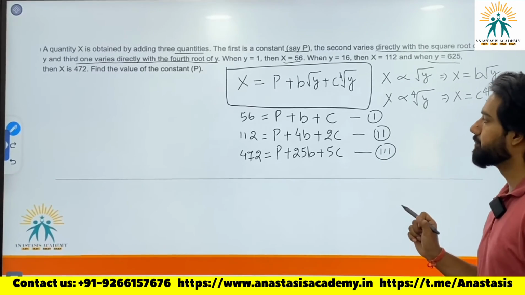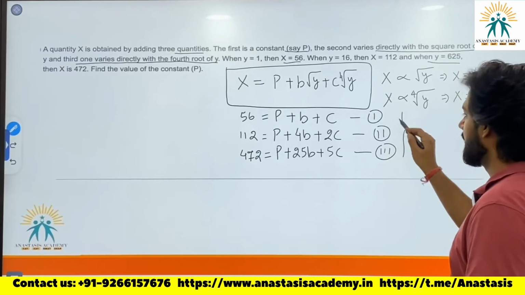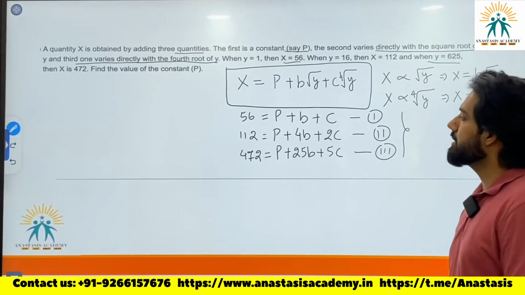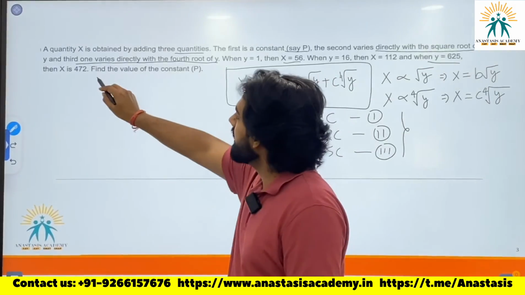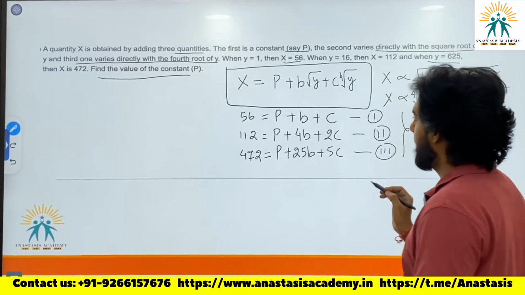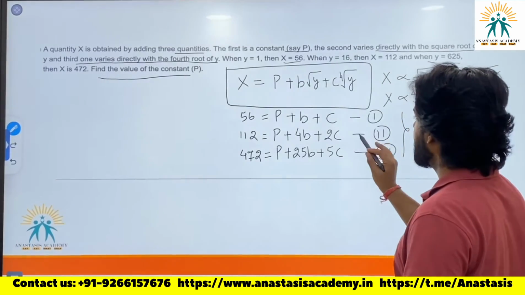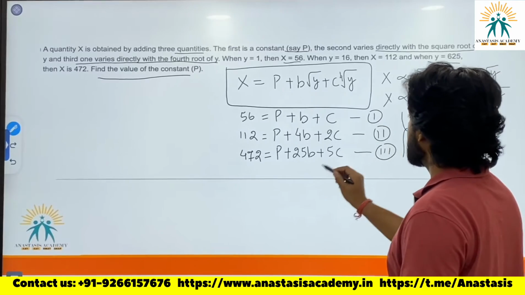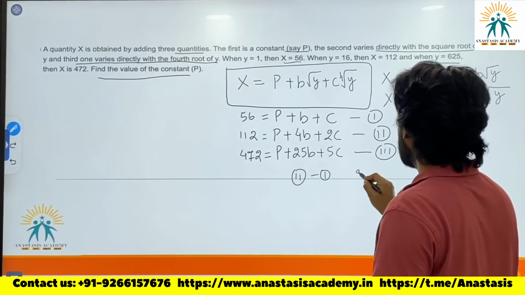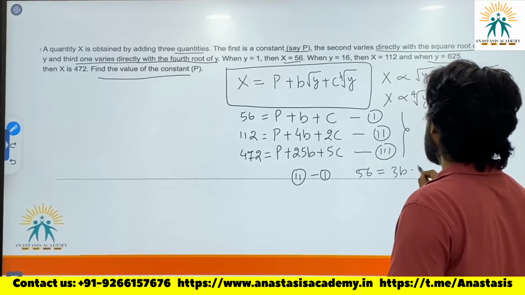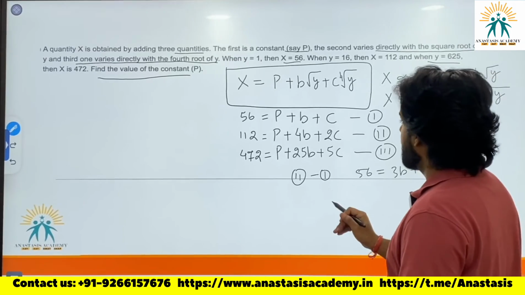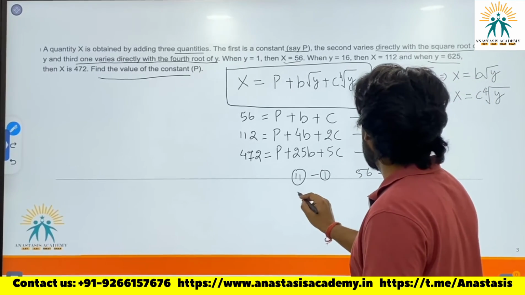Now by eliminating the variables from these three equations, I can easily get the value of these three variables. What I need to find is the value of constant p. So let's see. I'm subtracting equation 1 from 2. So 2 minus 1, I get 56 is equal to 3b plus c.